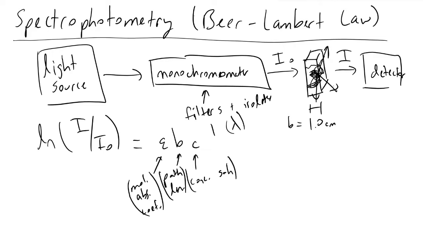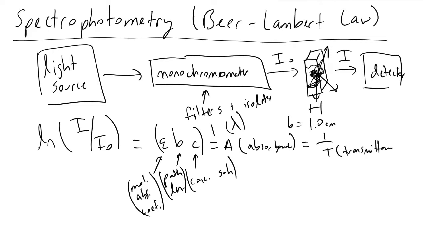Another thing that's very common to do is we will lump these three quantities into a single variable and call that A. And A is the absorption, or absorbance. So how much light is absorbed by your solution, and A is proportional to the inverse of T, transmittance. Transmittance is an indicator of how much light actually makes it through, the magnitude of I.